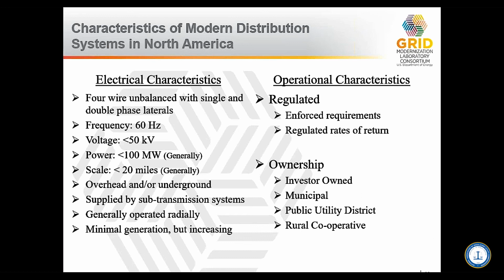Generation-wise, historically there's been minimal generation, but that is starting to increase because we're seeing more solar PV. Operationally, these are regulated utilities, but they are far more complicated. There are different ownership models. You can have investor-owned, municipal utilities, and rural cooperatives are very common. Up here in Washington State and Oregon, we have public utility districts. And so, once again, this is still part of the same interconnected system.